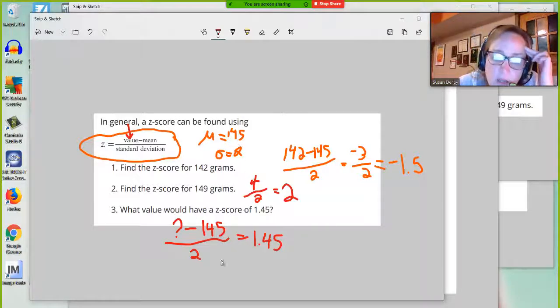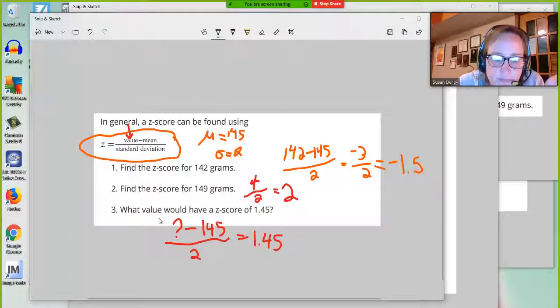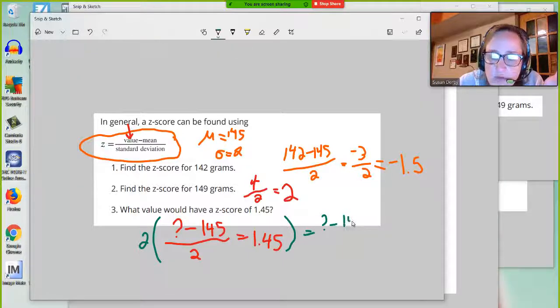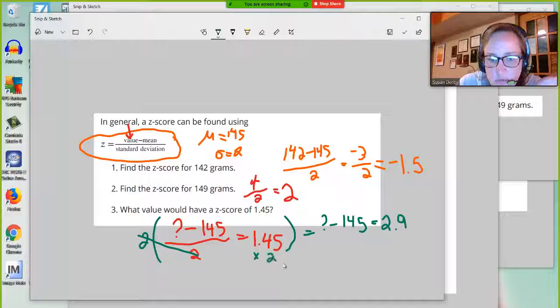Keep that in mind. So my first step to unwind this problem, to start solving it on out, I see that I am dividing by 2 as my last step over here, so I need to multiply everything by 2. So I have an unknown value minus 145 equals 2.9. I just doubled both sides, right? Multiplied by 2 to cancel out over here. Then I have to multiply this guy by 2 to get that 2.9.